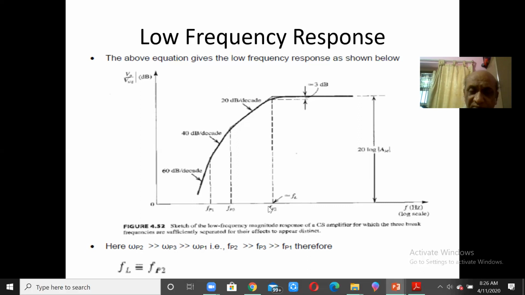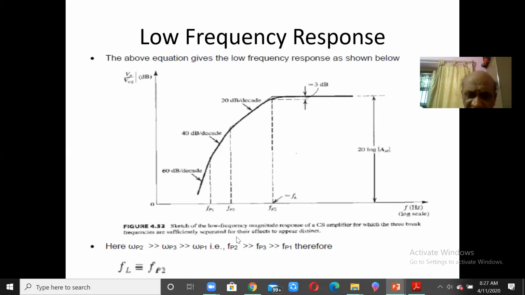In place of W, you can say F also, because F is equal to W by 2 pi. The WP2 value is the more dominant one; you can see that this is larger compared to these two. That's what is mentioned over here: WP2 is larger than WP3, and that is larger than WP1. So FP2 will be larger than FP3, which is larger than FP1.